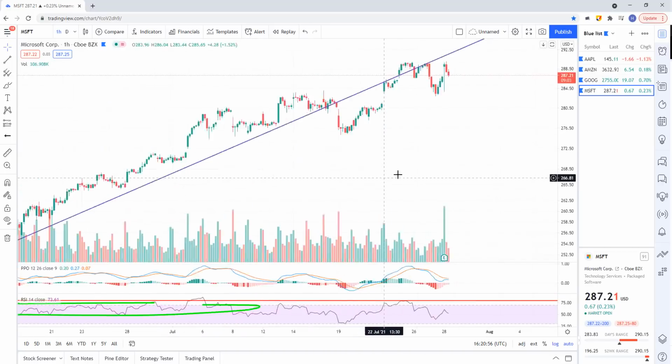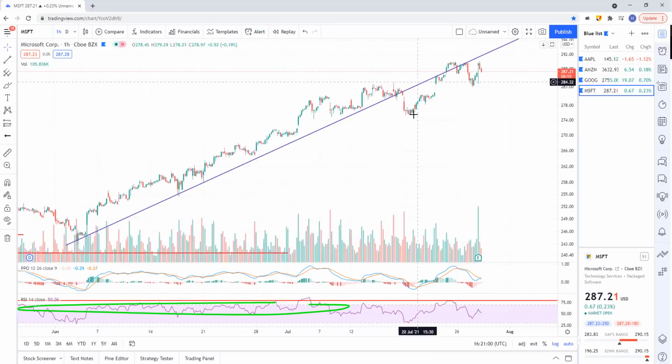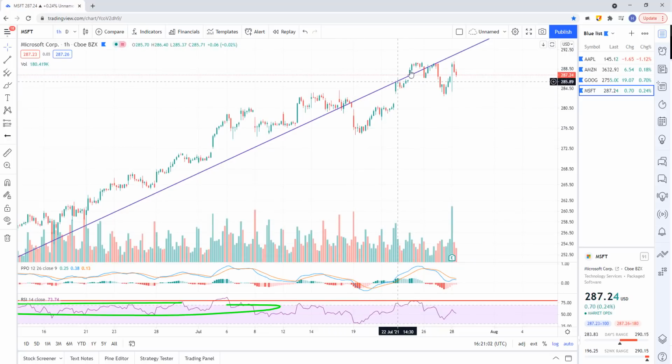You can see here on the hourly, there's a clear level of support, all the reactions of support there. We broke, back tested, and we're still below that support line. So I think Microsoft is likely going to continue lower. But again, these news events and Amazon earnings after the bell.